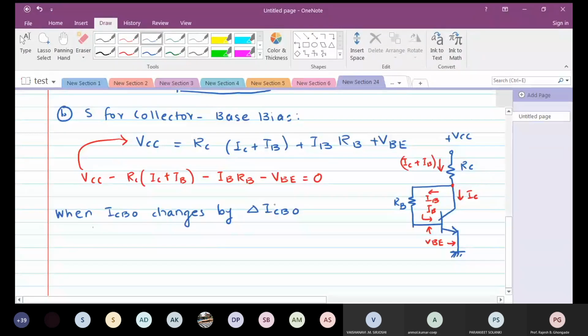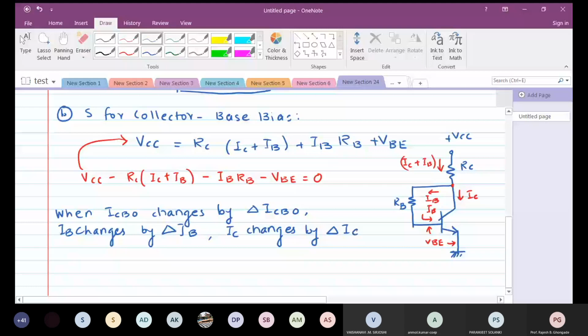Let us say that IB changes by delta IB, and let us say IC changes by delta IC.